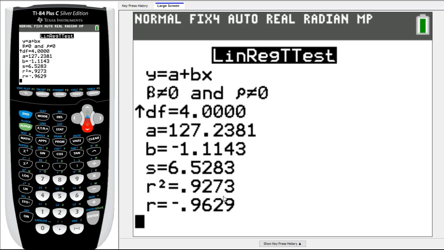Now, 92.73, so let's say, we'll just call that 93. So 7% is not explained by our linear regression, only 7%.